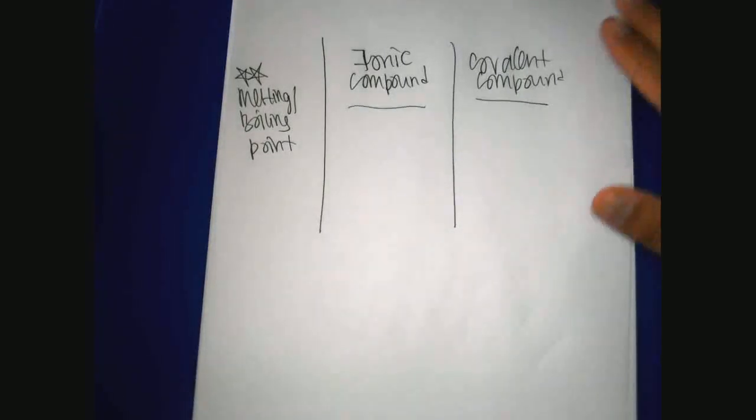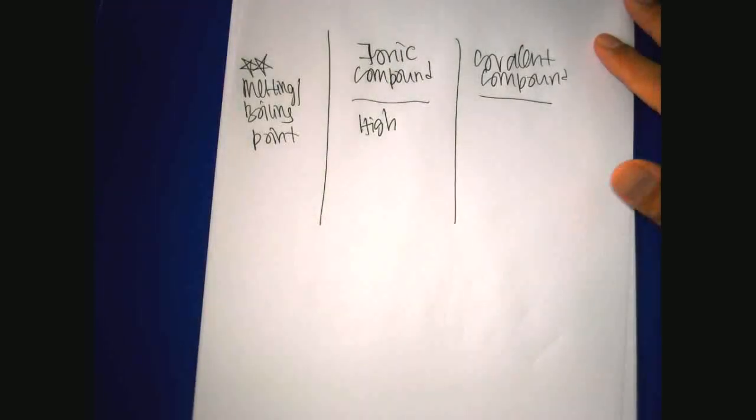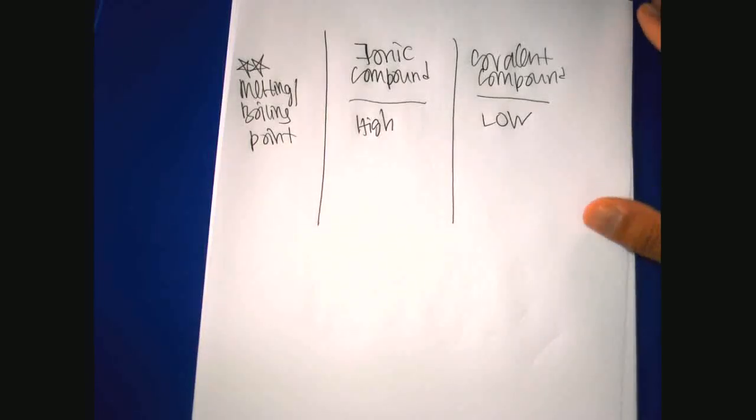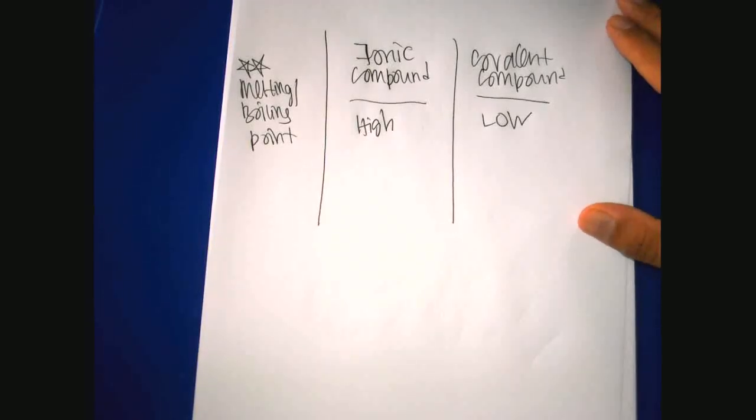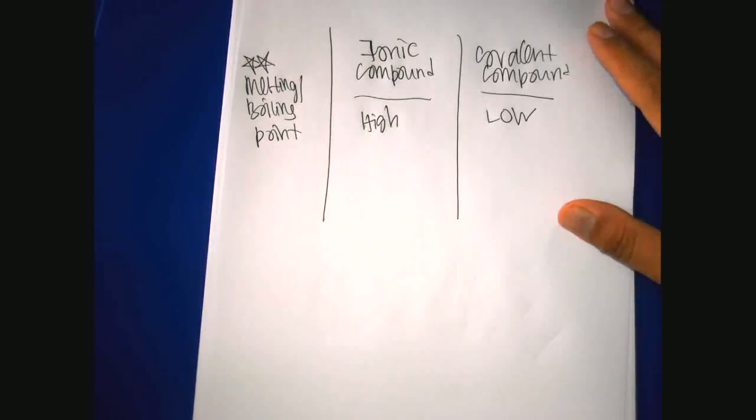Ionic compounds have a very high melting point and boiling point. Covalent compounds have a relatively low melting and boiling point. This is very important. We must know how to explain it. Right now, I'll show you some simple ideas for when you want to explain melting and boiling point.